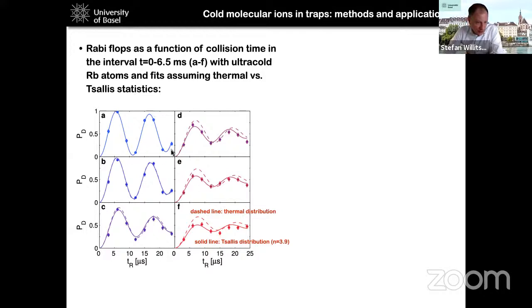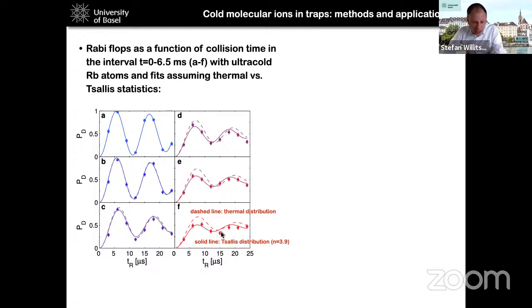You see, this was a typical Rabi oscillation for an ultracold ion before the collisions, and this is what they got after the collisions in the different sorts of experiments. And then they were modeling these Rabi oscillations, first assuming just a thermal distribution of the ion energies in the trap, and then a Tsallis distribution. And one can see that the Tsallis distribution fits the data much better than the thermal distribution.